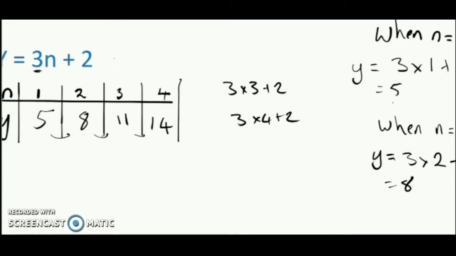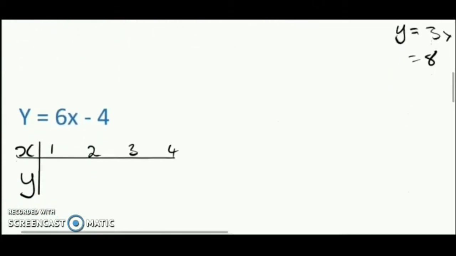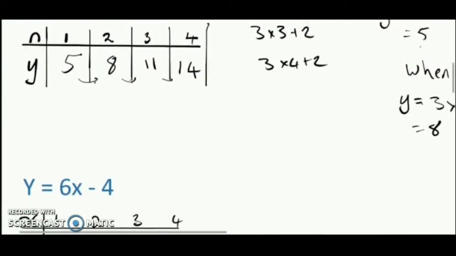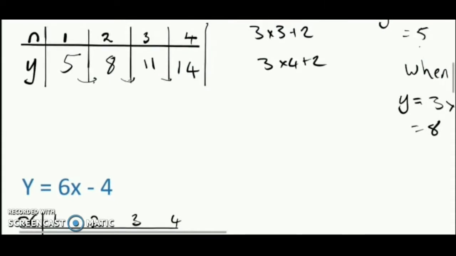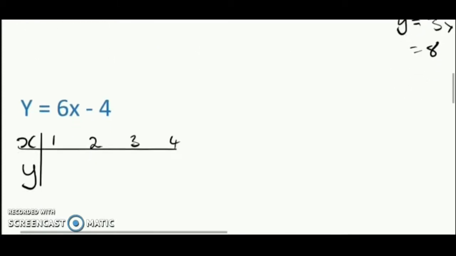Now we can see it's going up in threes because of this number here. There's a multiplier of 3, it's a constant difference of 3, and there's our constant difference, plus 3 all the time. Okay, look at a second example. 6x minus 4. So it doesn't matter if we're using n, meaning the number in the pattern, or x, as in an x-axis on a graph. We can use any letter.